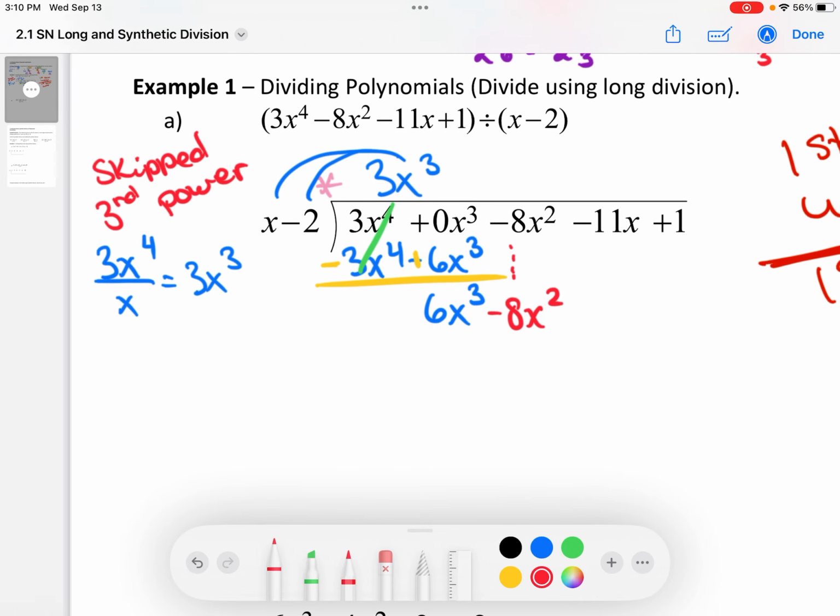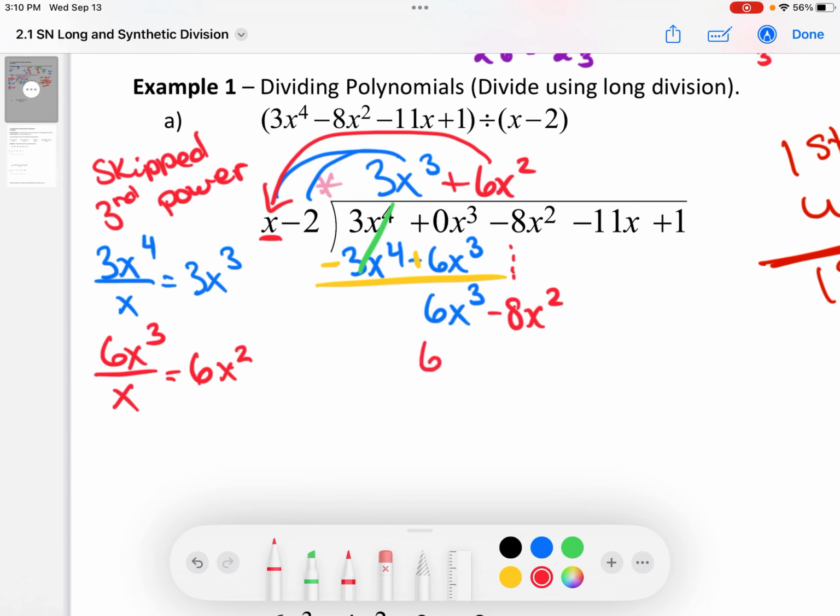We'll take the first term underneath, that is 6x to the third, and we divide it by the first term on the outside, x. And again, that just divides off a power of x. The 6 is still there, and now we have x squared. So plus 6x squared goes on top. Just like before, we multiply. 6x squared times x is 6x to the third. 6x squared times negative 2 is negative 12x squared.